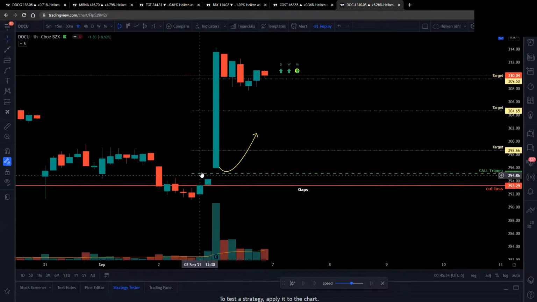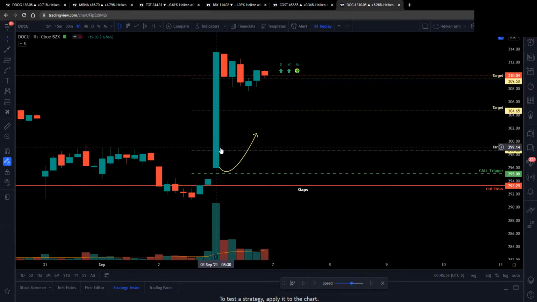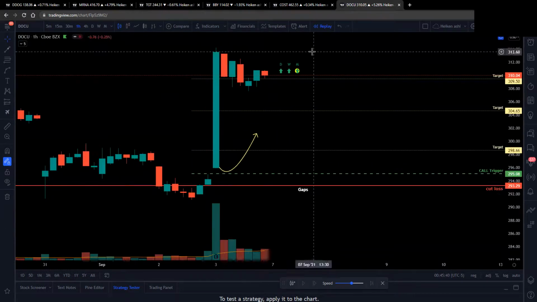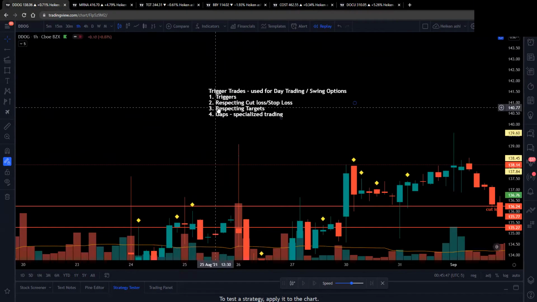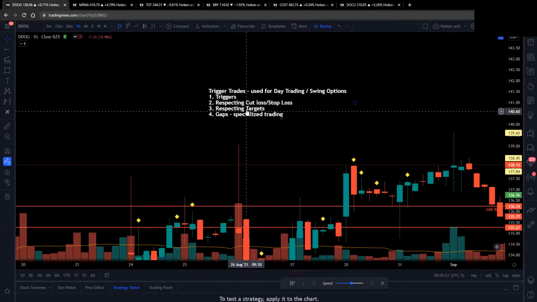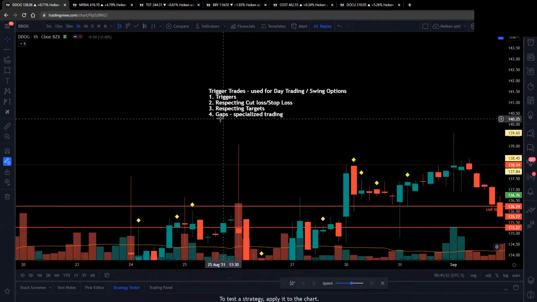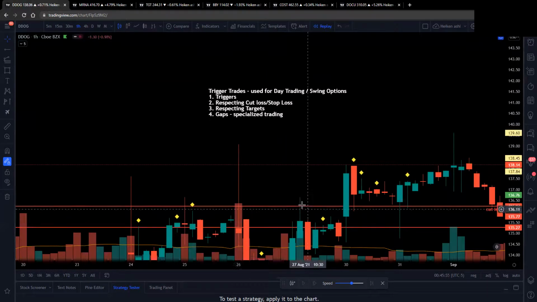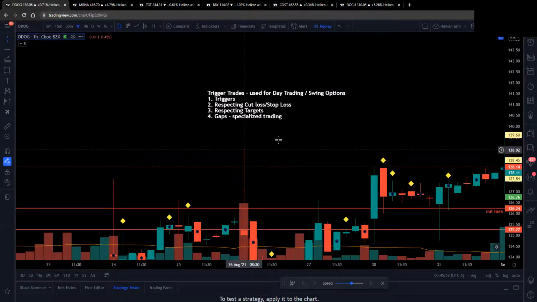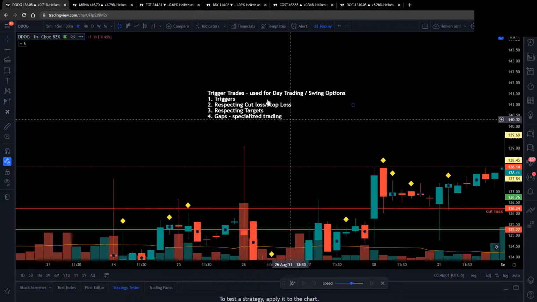What I like to do sometimes with those is, when it gaps up, I would like it to dip a little bit first and then start from there. All right, guys, those are the triggers. Just make sure to buy at the trigger, respecting the cut loss, respecting targets, because they can reverse from there. And the gaps are specialized trading, so you have to really learn how to do this.